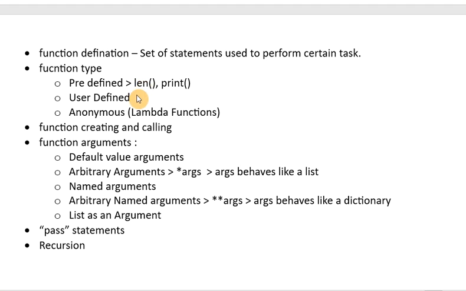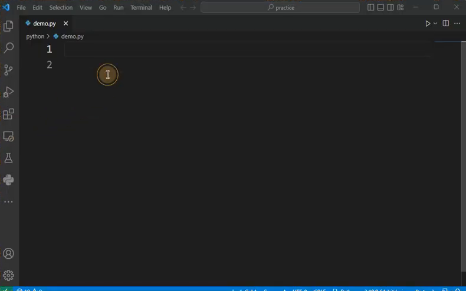User defined functions are the functions we define as per our need and as per our project demand. Those come in the user defined category. The last one is the anonymous function, the lambda function. This is a function which is not going to have its own name, and it is a short function. So let's see these three functions one by one in a practical way. I'm going to create one function here.